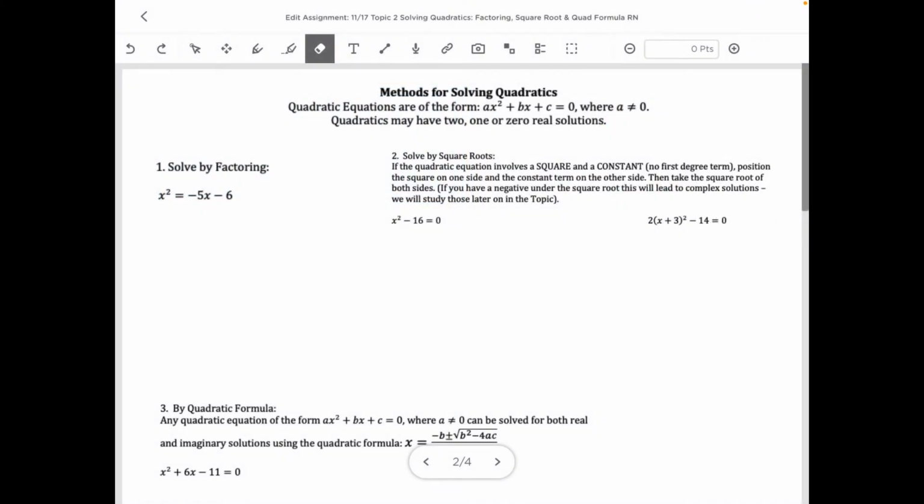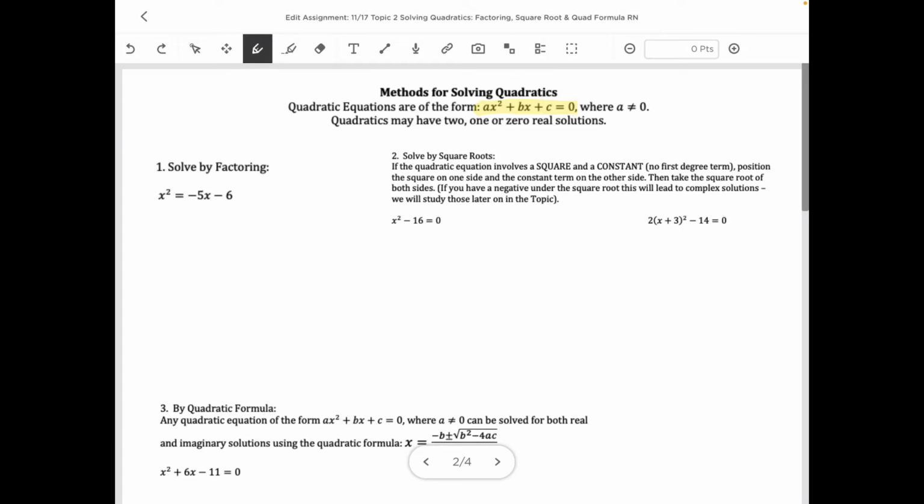All right, so let's talk about the methods for solving quadratics. And we are talking about quadratics of the form ax squared plus bx plus c equals 0. And quadratics could have one solution, two solutions, or no real solutions. The non-real we're going to talk about after we practice graphing quadratics and finding their solutions that way. So we'll talk about non-real solutions down the road.